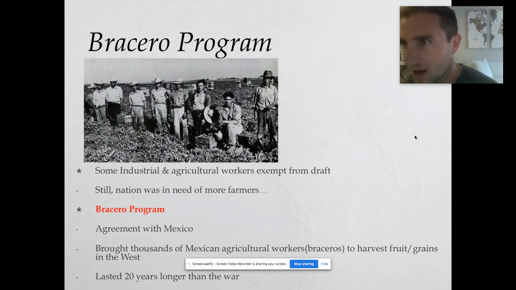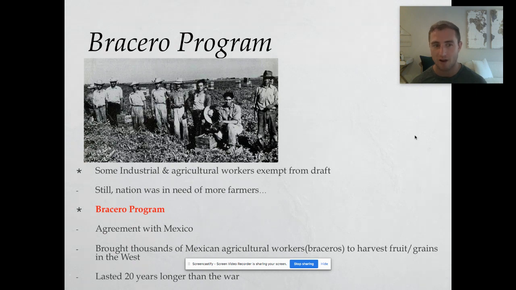Bracero program. How tides have turned now that we are at war, because now we have all the fighting going on. We have an increased demand for food because of all of these people overseas that used to be farmers. Now they're fighting, and so because of this, we need more workers to work agriculturally.